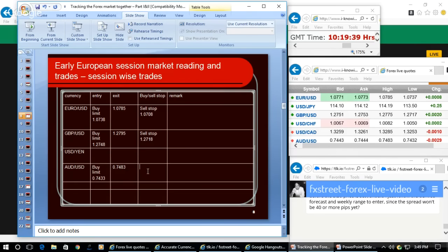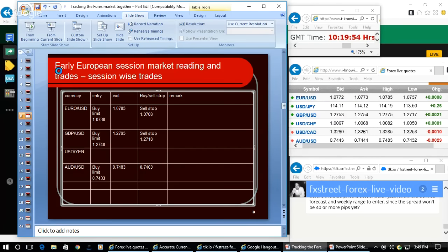And the entry stop 30 pips below. So these are all the recommended trades, but they are all nothing but limit orders. Nothing is taken at the market.